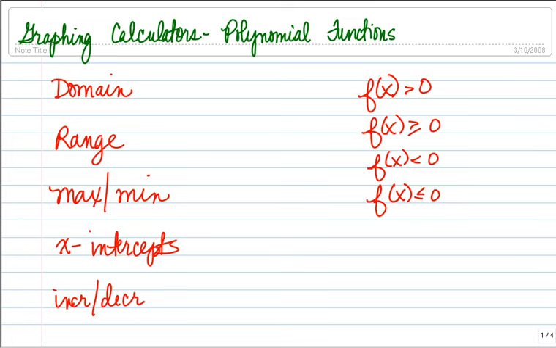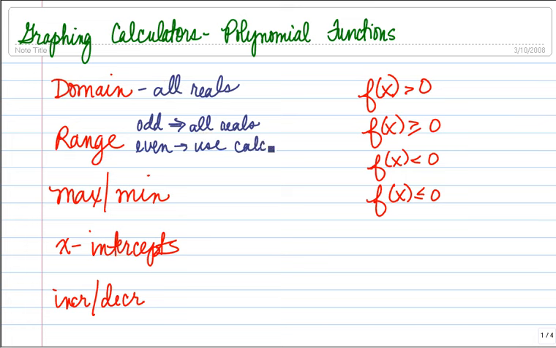Now, let's go back and talk about these a little bit in some detail. The domain for every polynomial function is all real, so there really should be nothing to guess at for that. The range, if it's an odd degree, the range is all reals, remember, because of the end behavior. One goes down, one goes up, or vice versa, so it covers all the values. It's only when the function is even that you need to use a calculator to find the range.